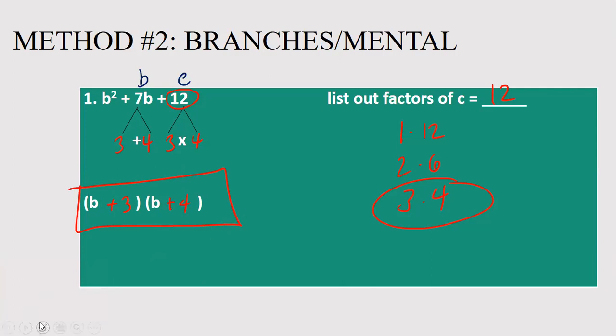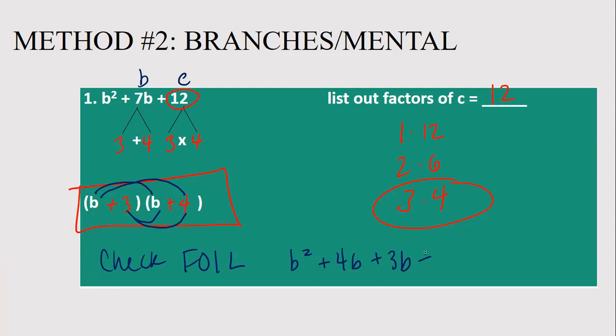And how do we check this? FOIL. Exactly. We check using handy dandy FOIL. FOIL is asking first times first. What is your first term times your first term? B squared. Outside times outside. What is b times 4? Inside times inside. And last term times last term. And when I simplify, do I come back to where I started? So that tells me that I did it correct. If I do not go back to where I started, that means I messed up on my factors.